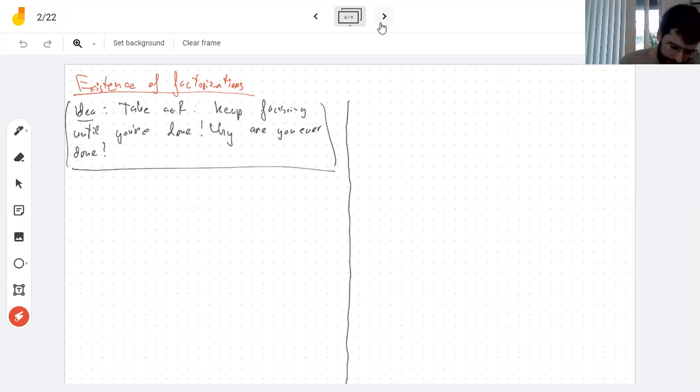So let's start by proving something easier than saying we can factor. Let's prove that, so R is a PID, of course.